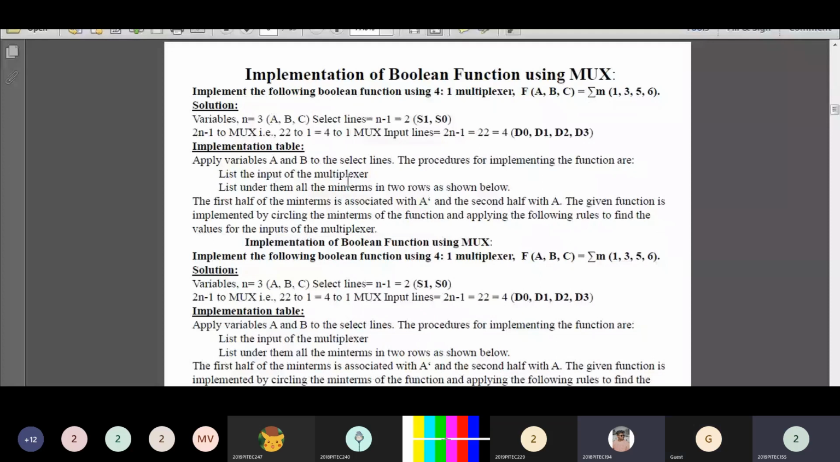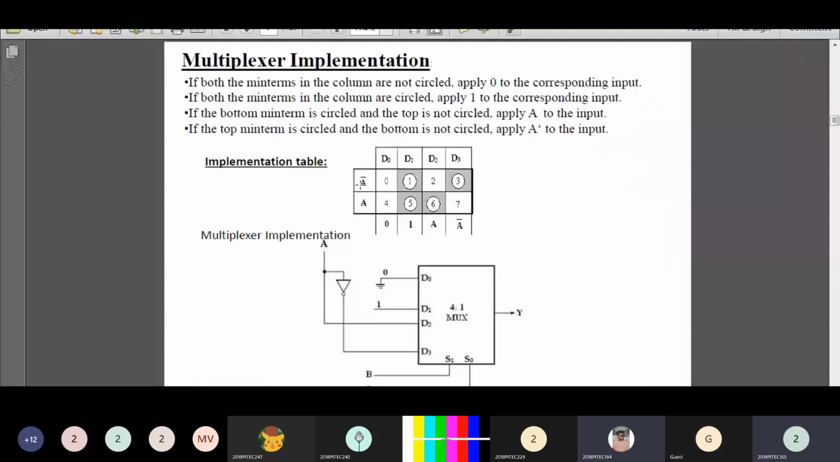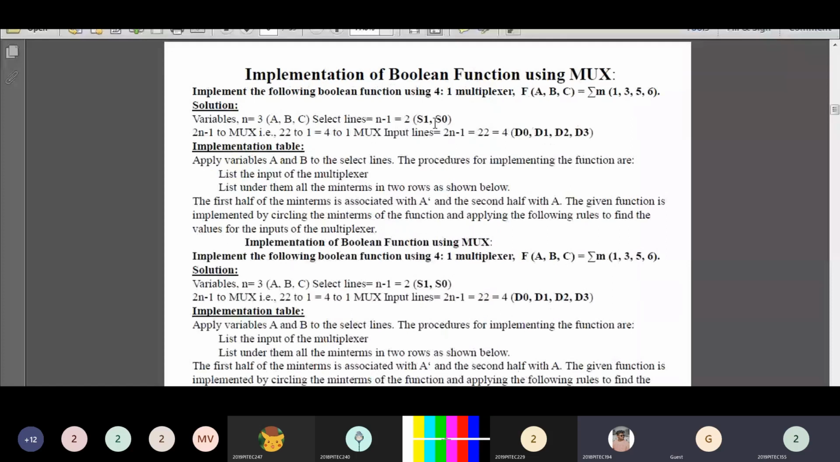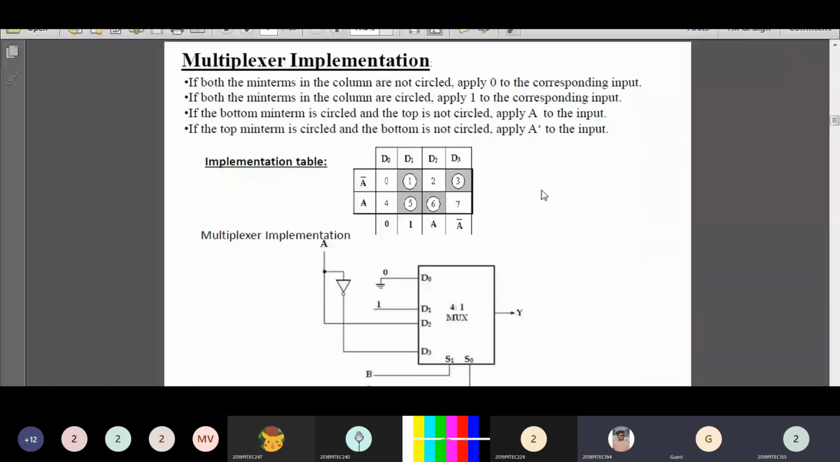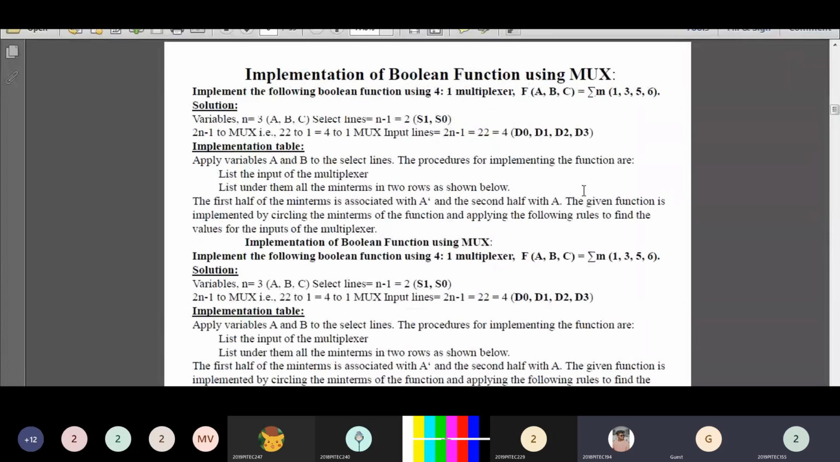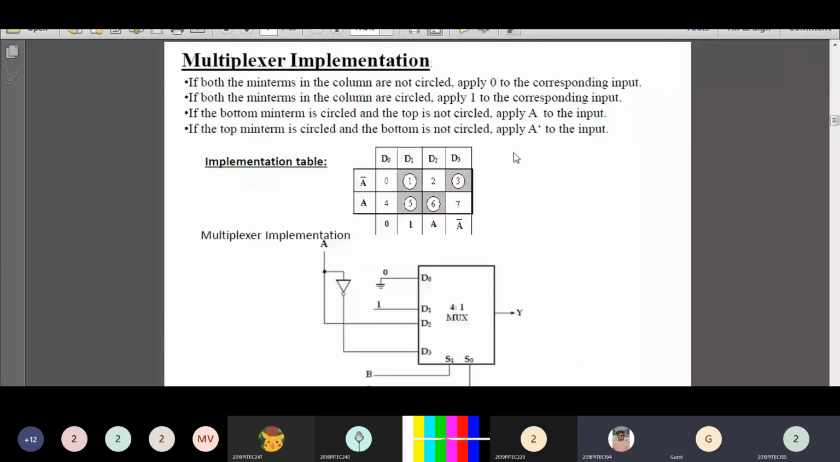Next one. Now we are going to implement the Boolean expression using 4 cross 1 multiplexer. First, you have to write the min terms, all possible combinations. If this is a 3 variable function, you will be writing 0 to 7. In the implementation table, you have to write the min terms 0 to 7, and A dash. Column wise, you have to write D0, D1, D2, and D3, which represent the input lines.